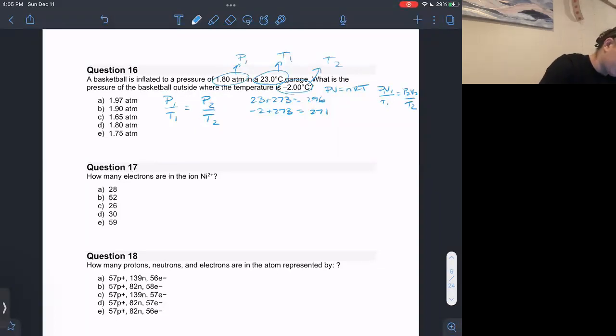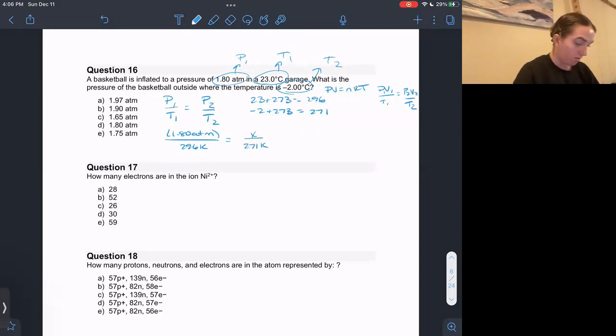Okay, so I'm looking for pressure 2. So I have 1.80 ATM over 296 Kelvin, which is equal to X over 271 Kelvin. Okay, X is equal to 1.65. Awesome.